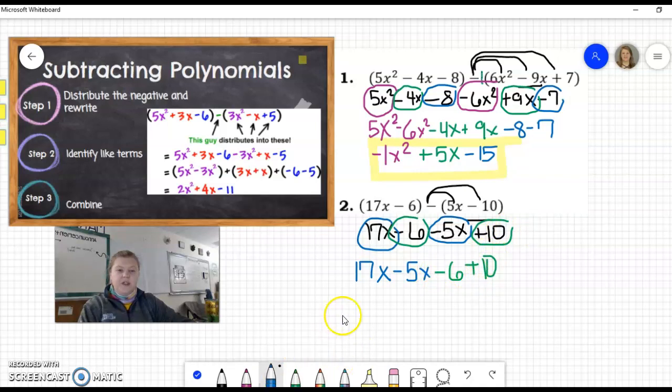And so when I go to combine, 17 minus 5 gives me 12, and I keep the x. And then -6 plus 10 gives me a positive 4. Again, nothing else left to combine, so that right there is going to be my answer.